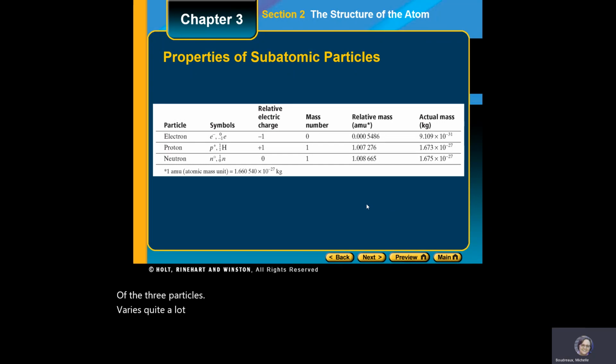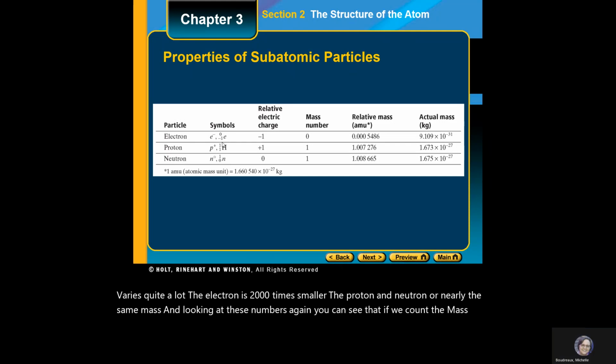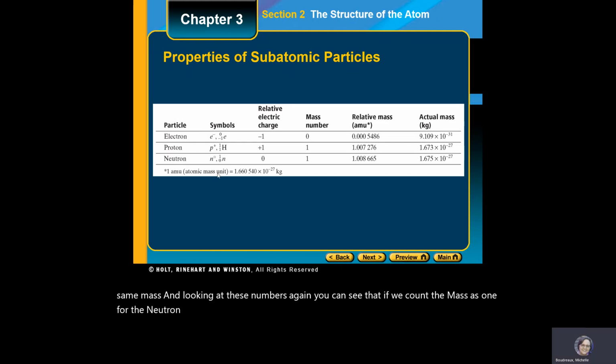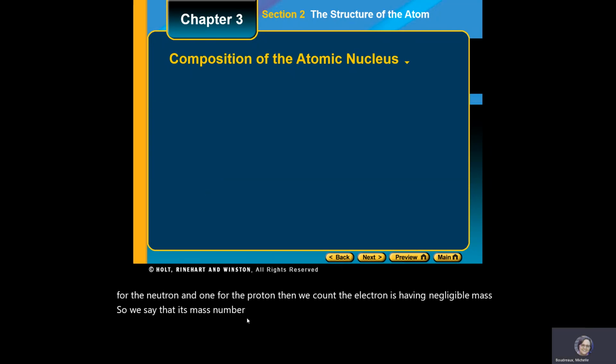Electron is 2,000 times smaller. Proton and neutron are the same mass. And looking at the numbers again, you can see that if we count the mass as one neutron and one proton, then we count the electron as having negligible mass. So we say that its mass number is 0.